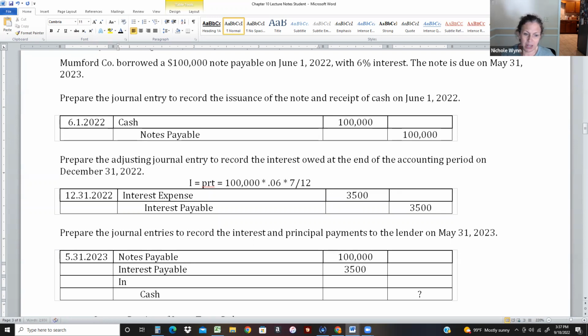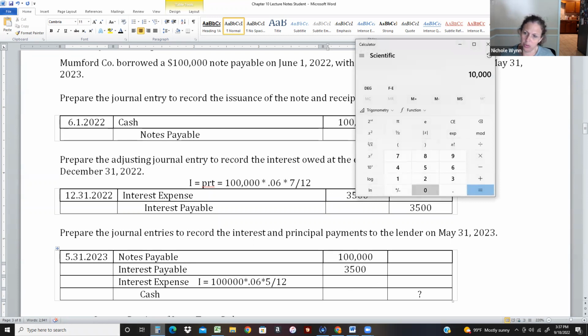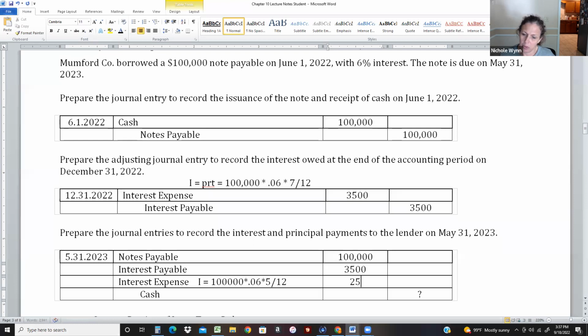And then finally, we need this year's interest expense. To calculate that, I equals PRT, 100,000 times 0.06, and this year 5 months happened. So 5 months, 2,500. So in total, we are going to pay $106,000. Okay, so 106,000 is how much we'll have to pay in total, which makes sense because this was a $100,000 note for 6% interest for a year.